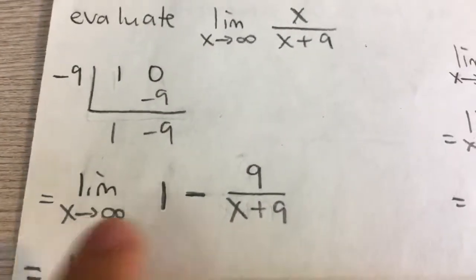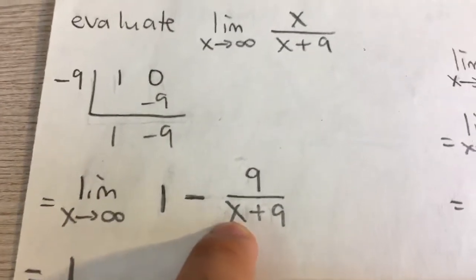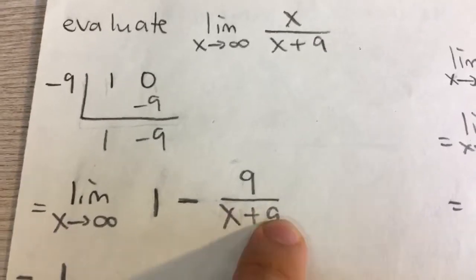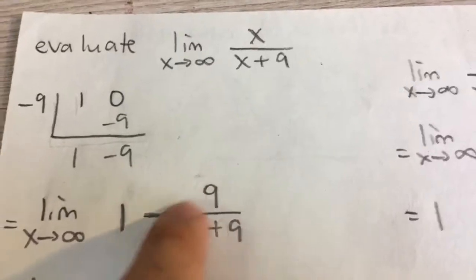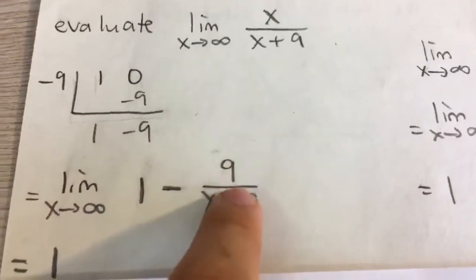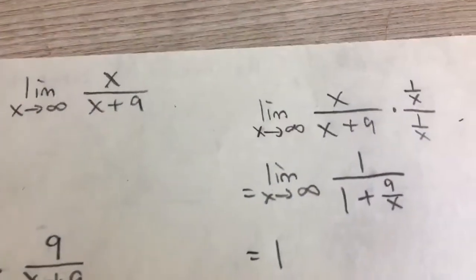And so if we take the limit as x approaches infinity, this denominator would be huge, right? It'd be a large number plus 9. And so this whole term, 9 over a large number, is basically 0. And so this whole term would go to 0, and we end up with 1.